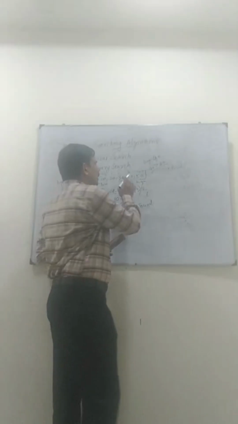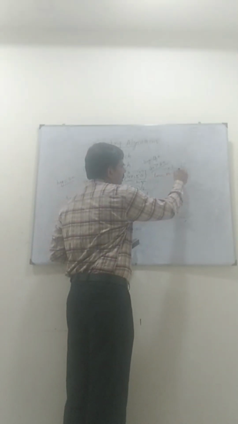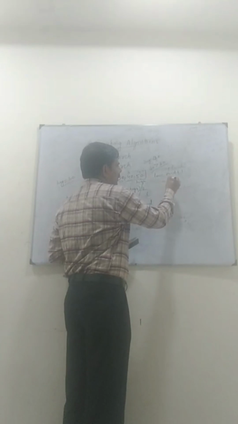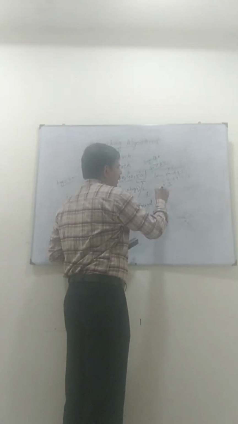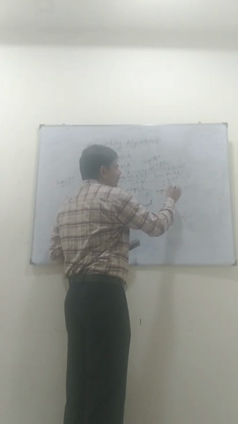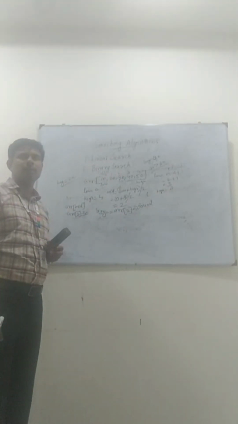Okay, now the low value is going to be changed to mid plus 1. The previous mid value is 2, plus 1 is 3, and the high value is the previous value. For example, the previous value is 4.